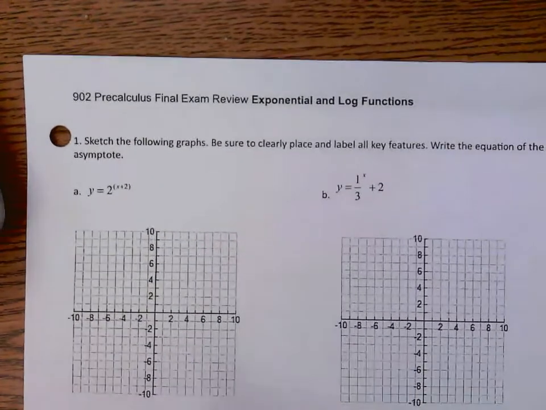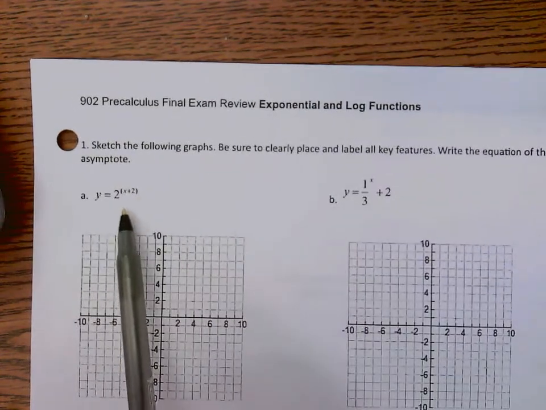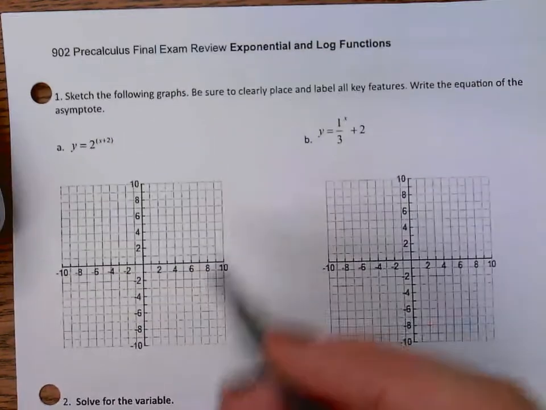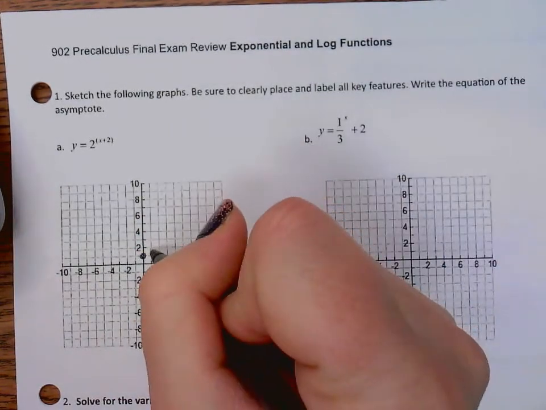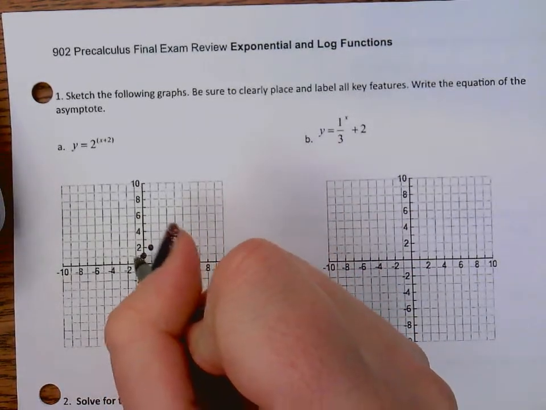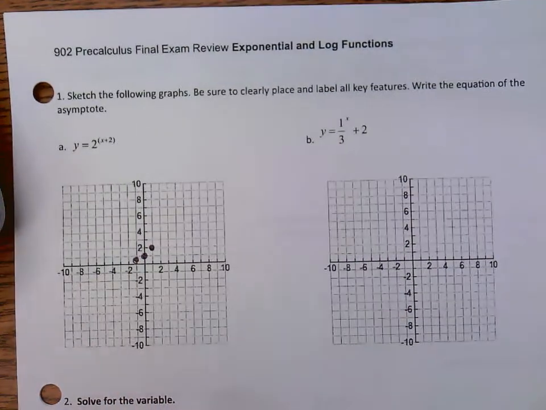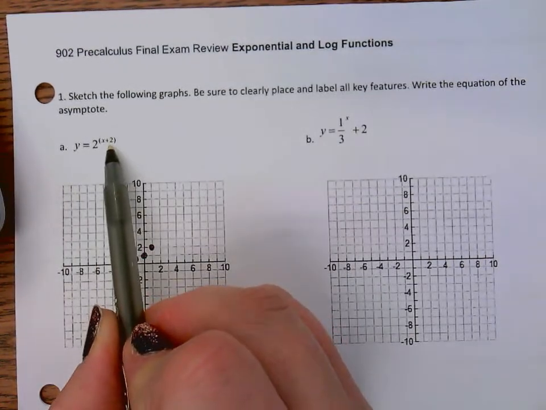Today we're looking at 902 exponential and log functions. So remember how to sketch the parent function 2 to the x. The y-intercept is (0, 1). 2 to the first power is 2, so (1, 2), and then 1/2 because of the negative exponent. So now I'm going to take those 3 points and do this transformation, which is left 2.